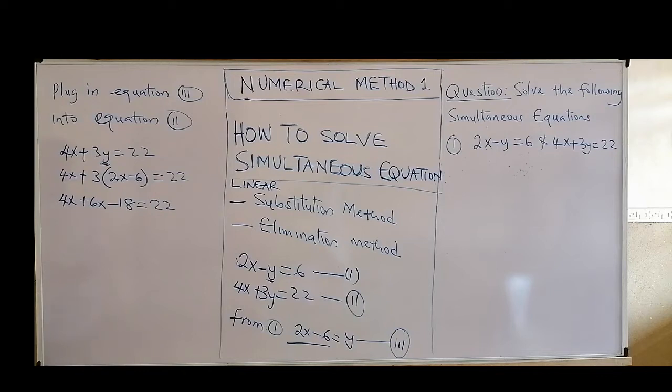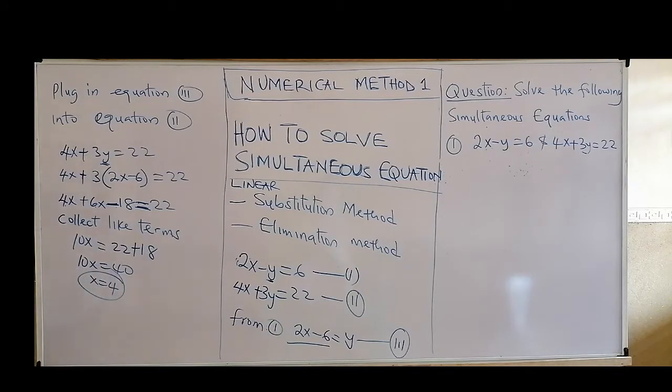Then, can we collect like terms? 4x plus 6x, that's 10x. Bring the number to one side: 22, and this one goes to the other side, plus 18. When a negative moves over an equal sign, the sign will be reversed, changing to positive. So we have 10x equal to 40. So x is equal to 4. So that one is done.